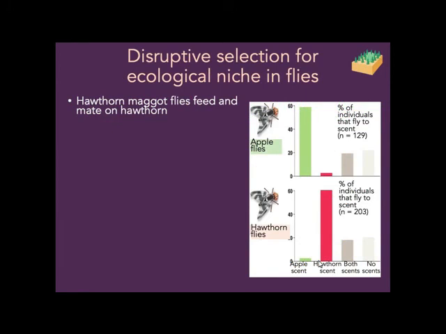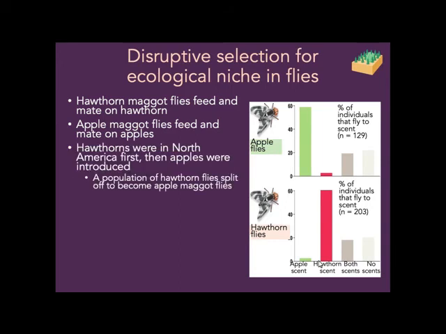So for example, in the United States, or North America generally speaking, there were hawthorn trees first, and then there were apple trees that were introduced, okay? Hawthorns are like little tiny hard apples, right? And you have a fly called a hawthorn maggot fly, and it feeds and mates on hawthorn. Apple maggot flies, we can see now around the US, feed and mate on apple trees. So the hawthorns were in North America first, then apples were introduced.